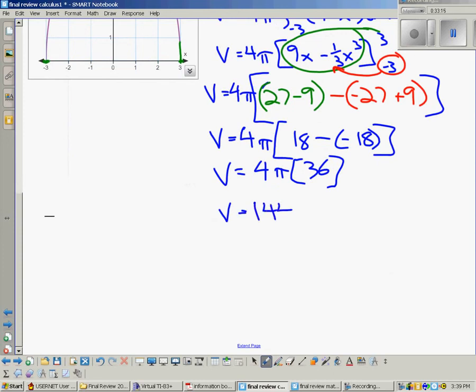So 144 pi. What's the volume? Well, volume should have some sort of unit. So we're talking about units here, and they'd be cubic units.